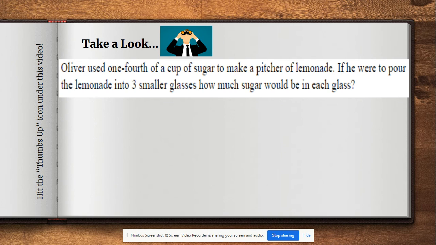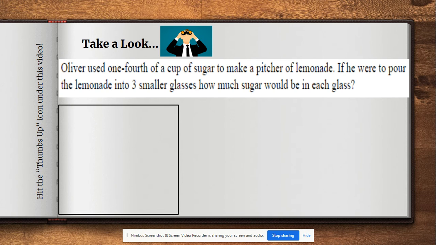I'm going to read it one more time, and then we're going to break it down. Oliver used 1/4 of a cup of sugar to make a pitcher of lemonade. If he were to pour the lemonade into 3 smaller glasses, how much sugar would be in each glass? Here's a great way of taking information out and really making sense of this word problem. What I used to tell students is that your answer at the end of the problem must make sense. So we have to make sense of the problem in order to have an answer that makes sense.